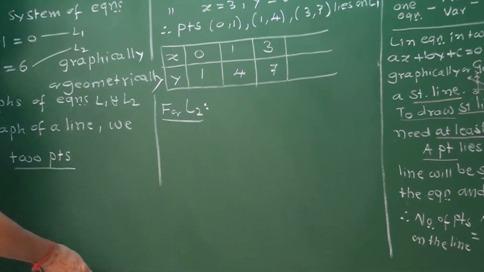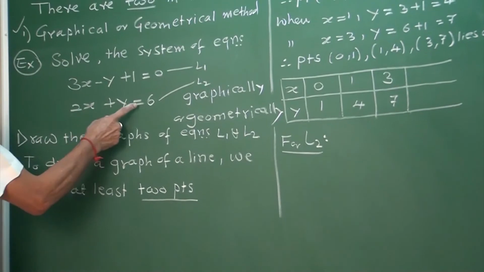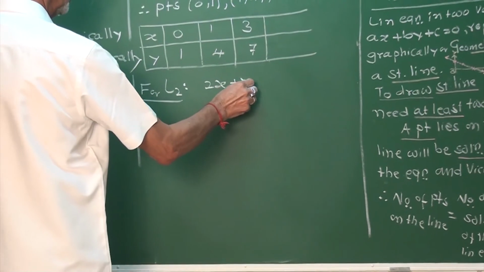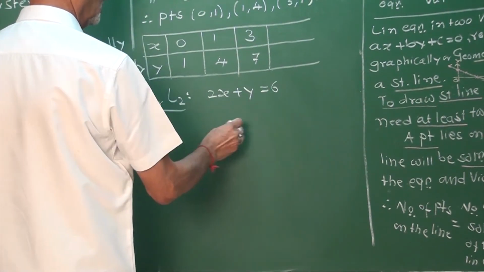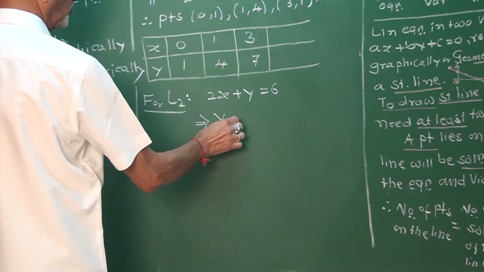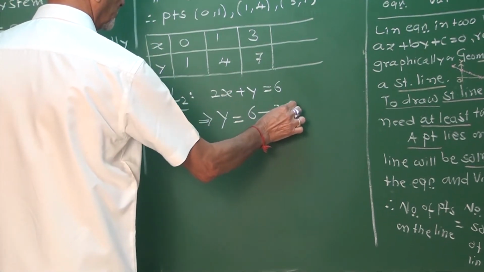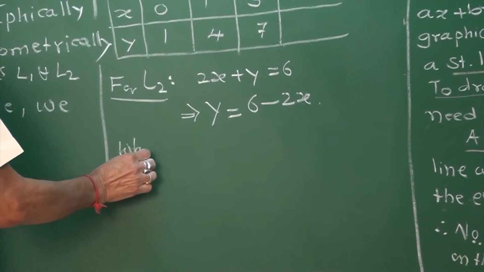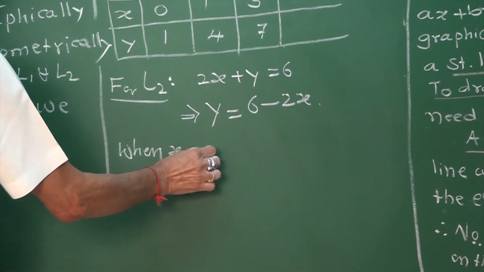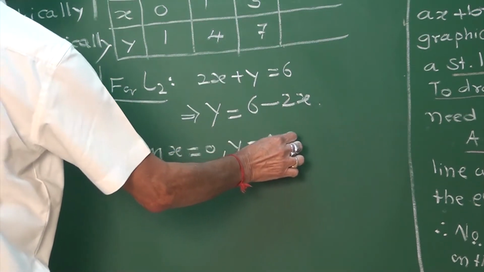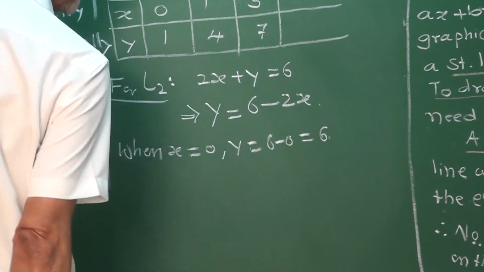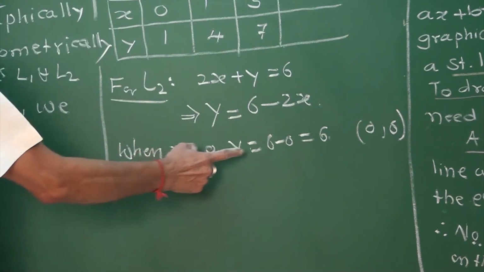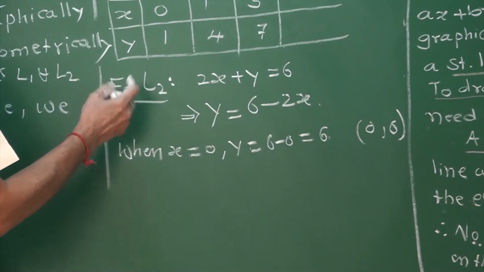What is the equation of L2? L2 is 2x plus y equal to 6. From this, my friends, what is the value of y? It is 6 minus 2x. When x is 0, what is y? 6 minus 0 means 6. Therefore, the point (0, 6) is on the line L2.